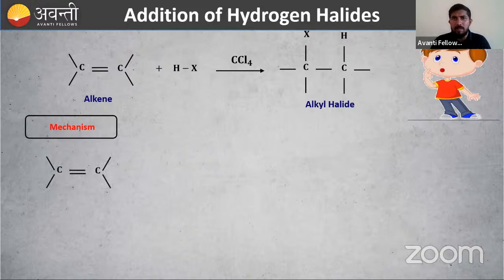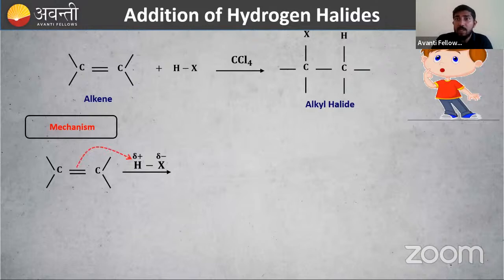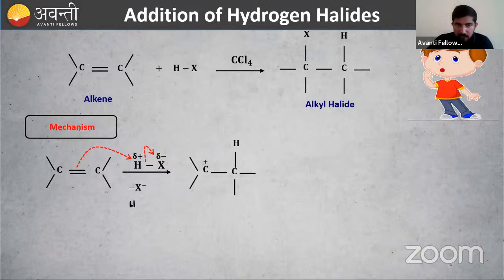So what about the mechanism? There is a double bond present. HX is coming. In HX, H is delta plus. X is more electronegative, so delta minus is there. Then there will be a shift of pi electrons in the presence of HX. Then what will happen? There will be breaking of the HX bond. Then what are the products obtained? H plus and X minus will be formed.